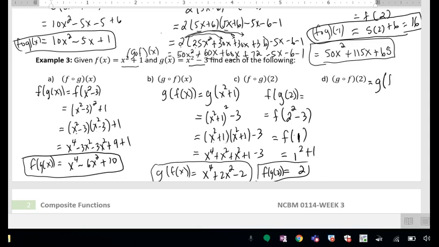I can rewrite it as g of f of 2. So wherever I see an x in the function f, I'm going to plug in a 2. So I end up with 2 squared plus 1, which is going to be 5. And then we're going to substitute the 5 into the x's of the g function. So we get 5 squared minus 3, which is 25 minus 3, which is 22.